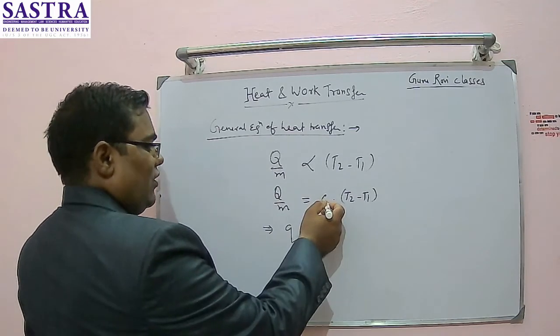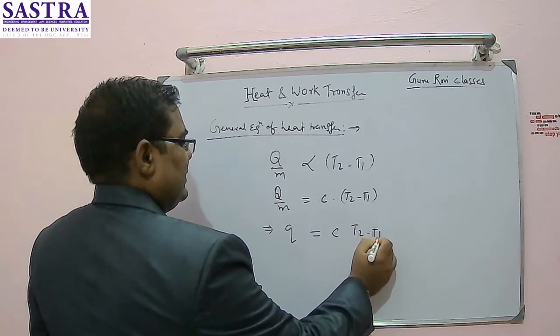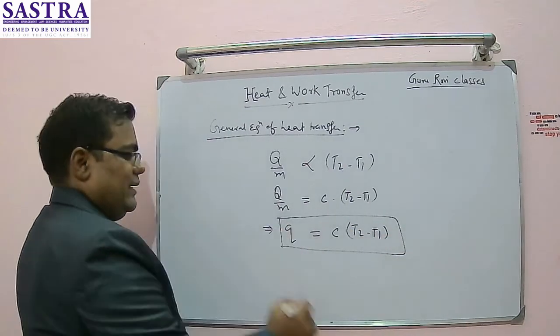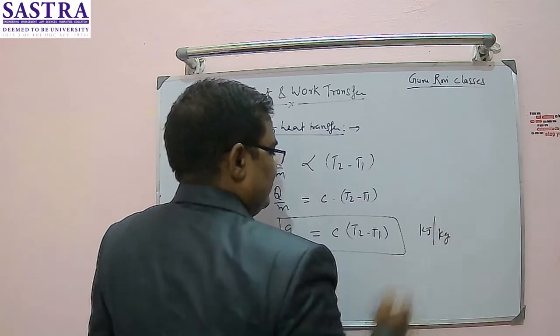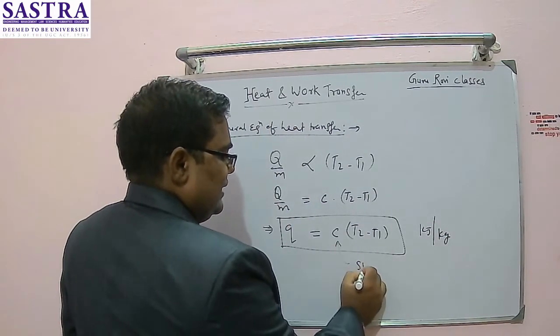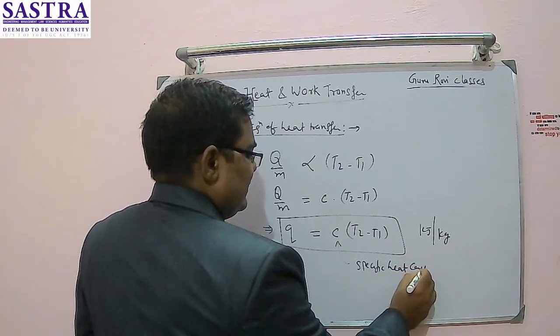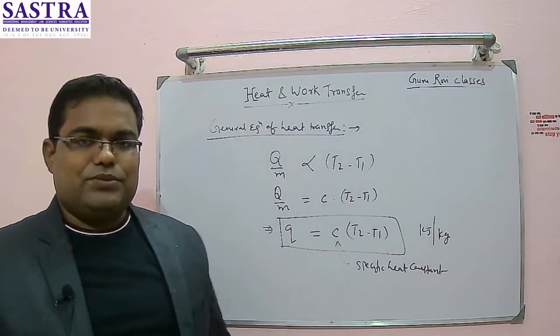So the specific heat constant, and T2 minus T1, gives this equation. This is specific heat, so the unit will be kilojoule per kilogram, right? This C is basically the specific heat constant, or just specific heat: heat per unit mass.